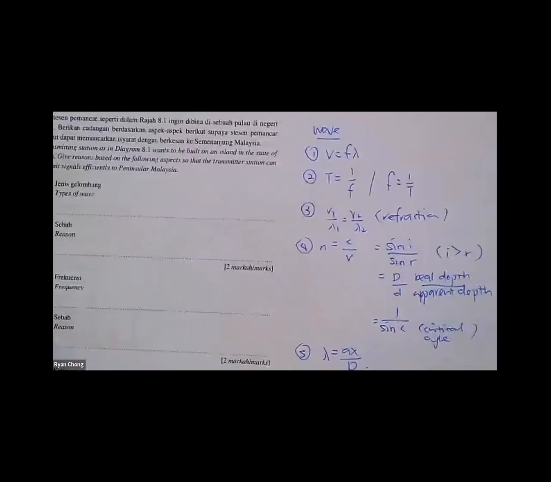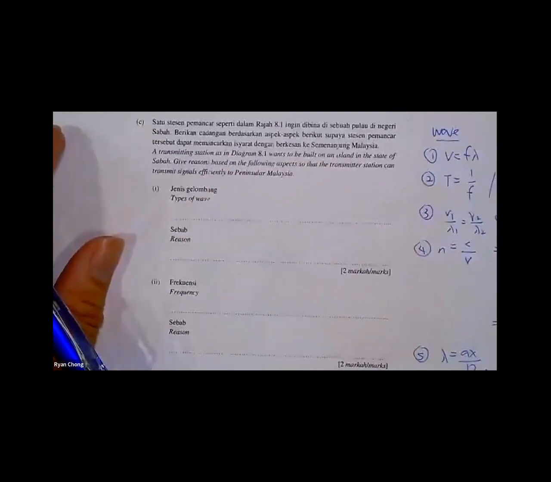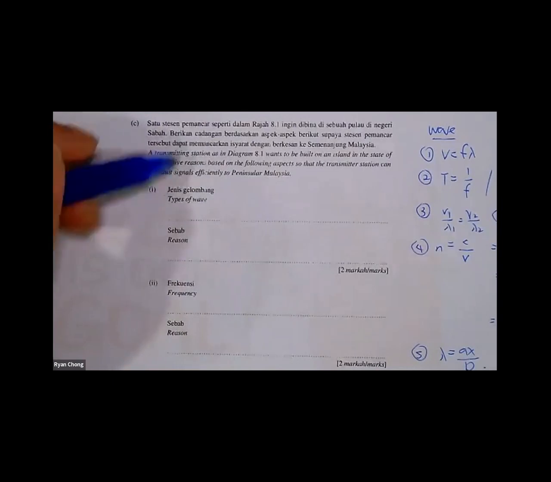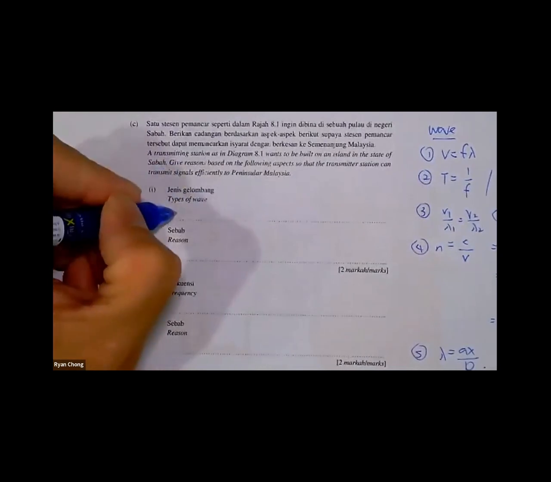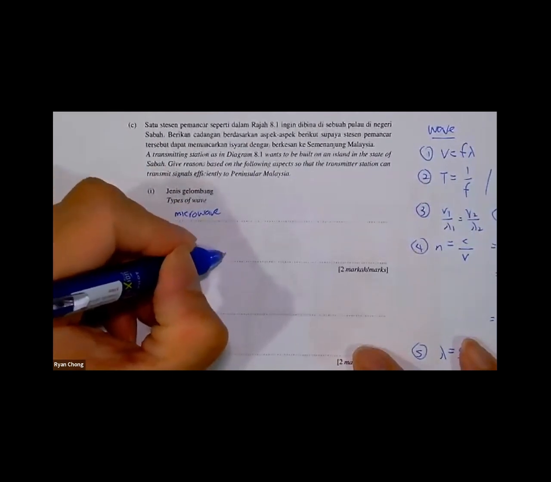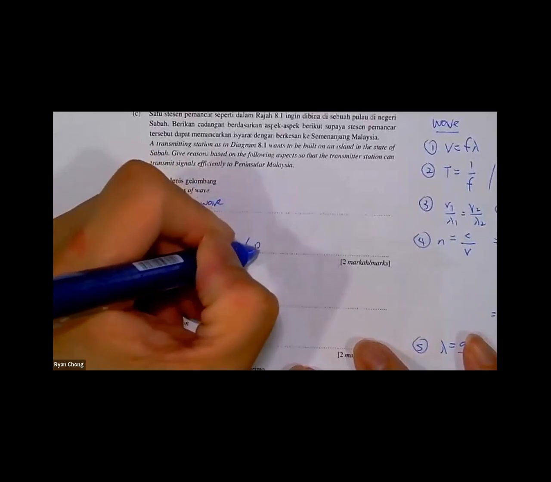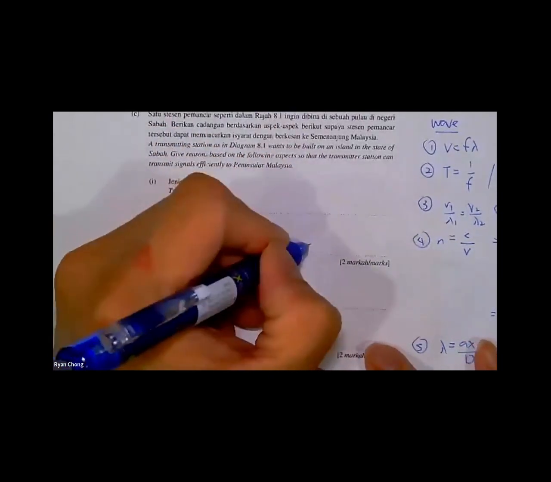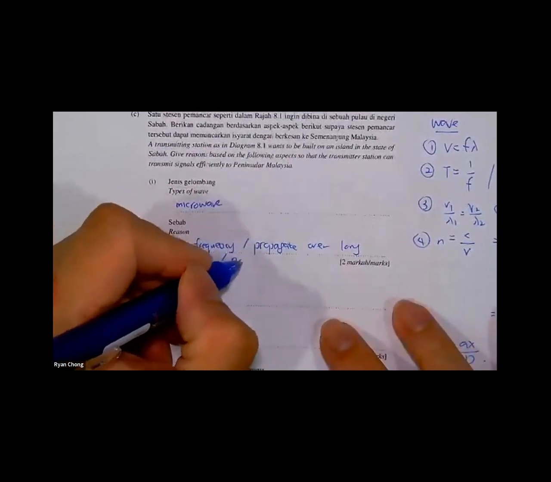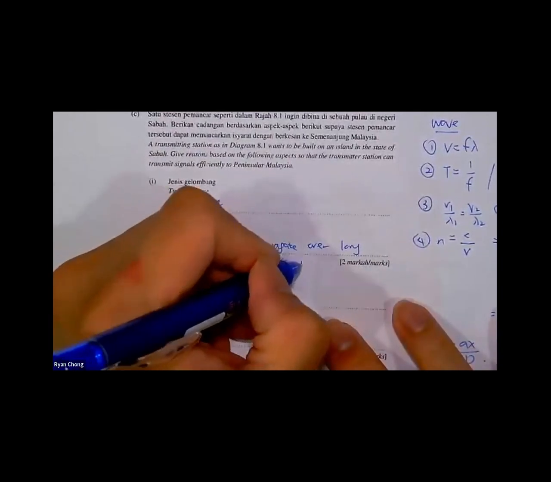Okay. Right, so this is the formula of it. Okay, right, C. All right, a transmitting station in diagram 8.1 wants to build on the island in the state of Sabah. Give the reason of following choice. So for the wave, we will use microwave, because it involves satellite. So first reason you can say high frequency, or you can say it can propagate over long distance, or you can say not require medium, also can, right? But usually I will write the first one because high frequency.